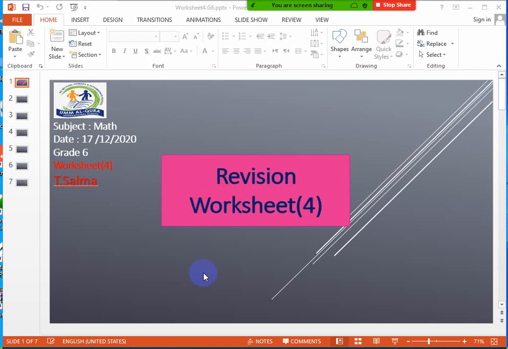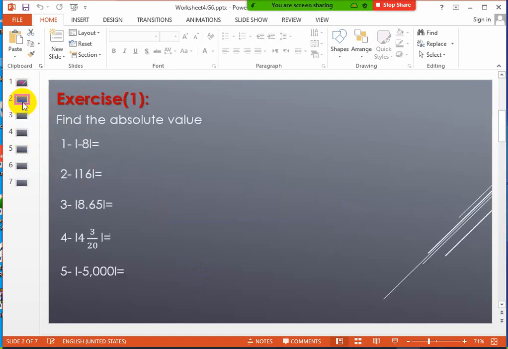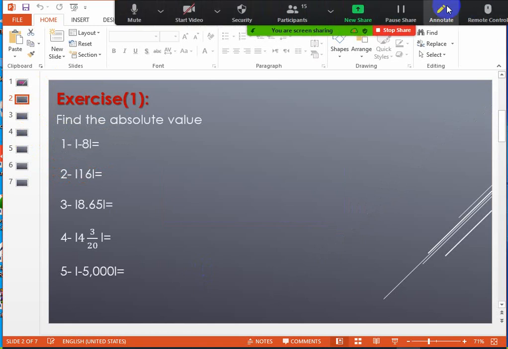Today we will take the last revision for our exam this week. So I hope all of you printed the worksheet, the revision sheet that I sent. Let's start with the first exercise in this revision. This revision will talk about the absolute value, okay? So it will be easy for you, inshallah. And let's start.